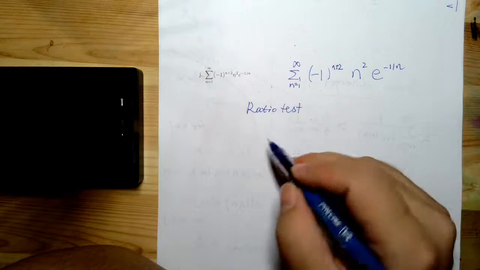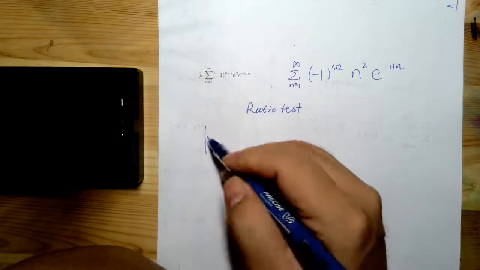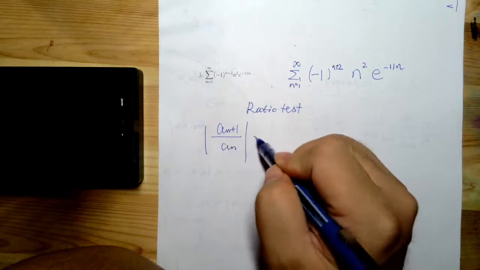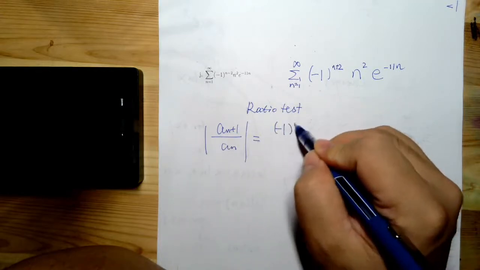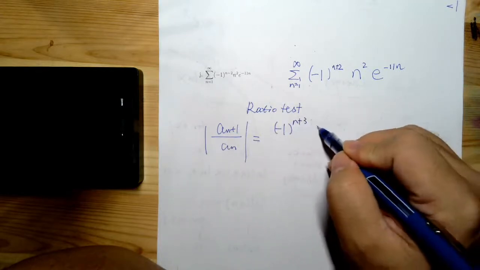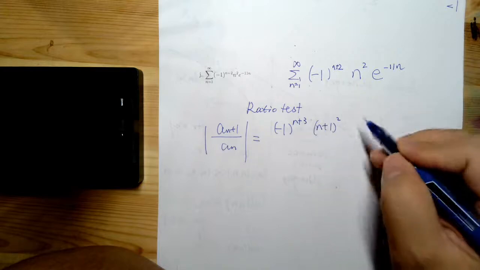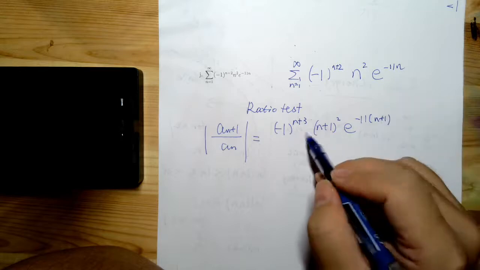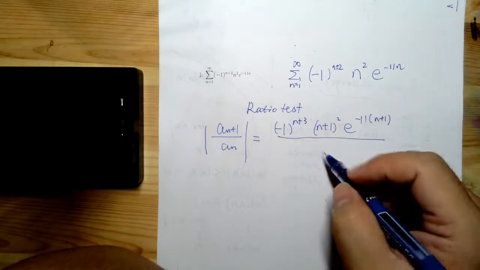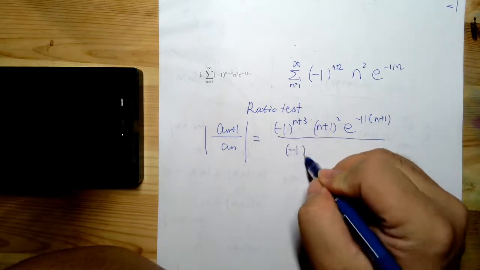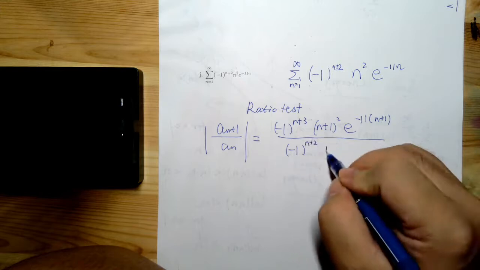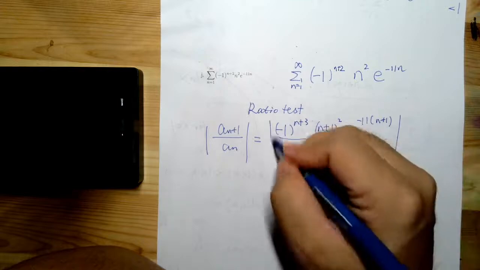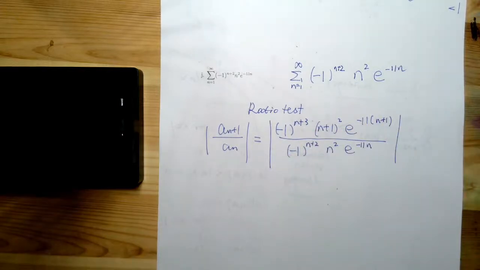So the ratio test is the absolute value of a_(n+1) over a_n, right? So that is (-1)^(n+3) (n+1)^2 e^(-11(n+1)) over (-1)^(n+2) n^2 e^(-11n). Of course, we need to put an absolute value here.